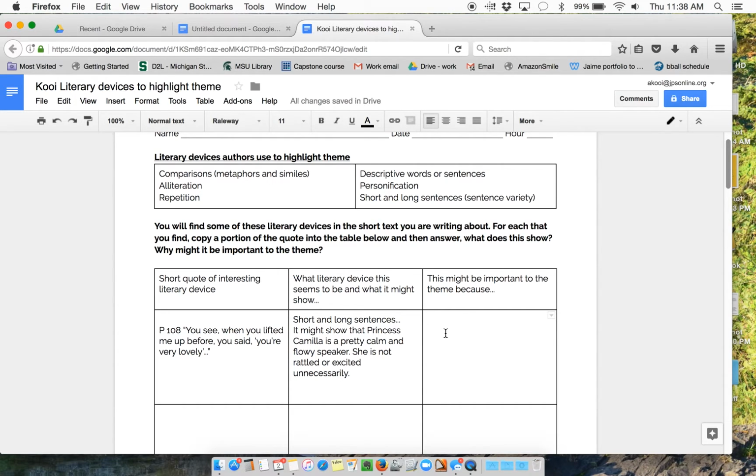Then I want to think, why might this be important to the theme? Well, my theme that I'm proving is that it's good to be mellow and trust that everything will work out. And so I want to say this might be important to that because Princess Camilla demonstrates her mellow attitude throughout the story.